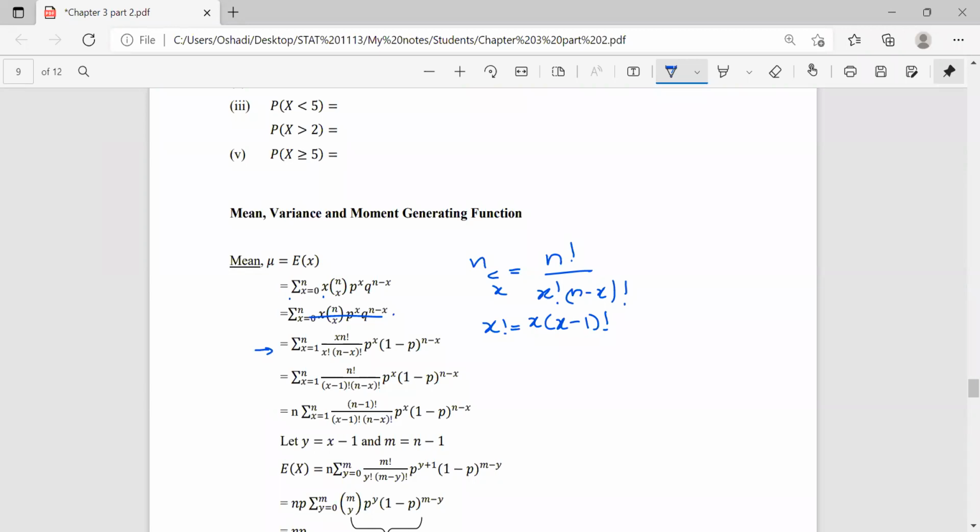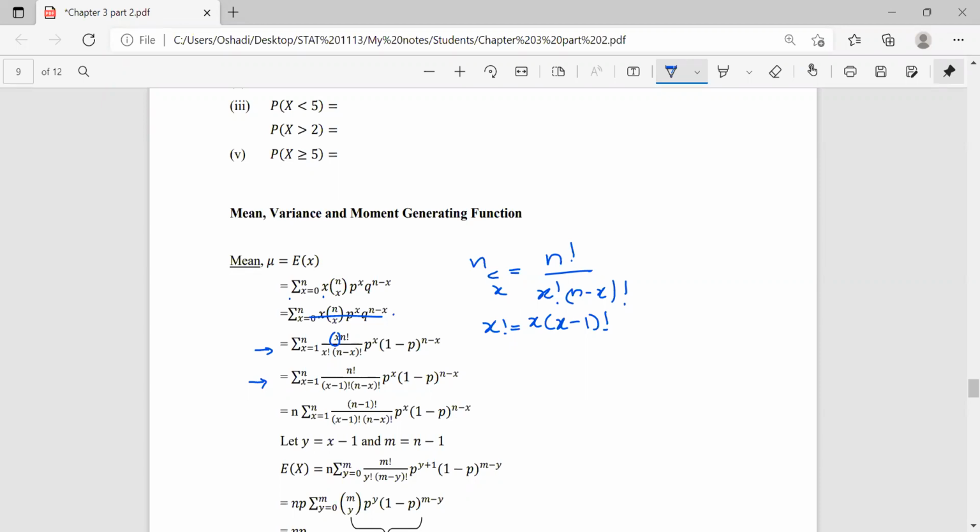Factorial x is the same as x into (x minus 1) factorial, right? So we can write x factorial like that, and then we can cut this x out. The remaining part is factorial n divided by (x minus 1) factorial into (n minus x) factorial.